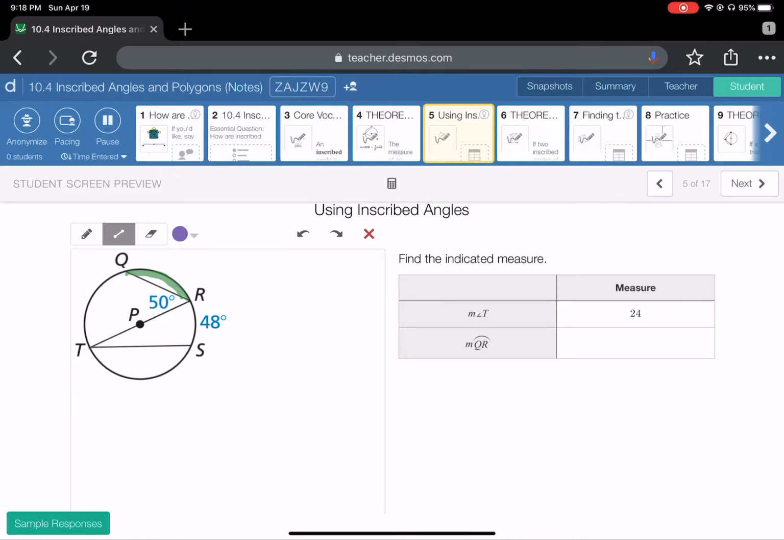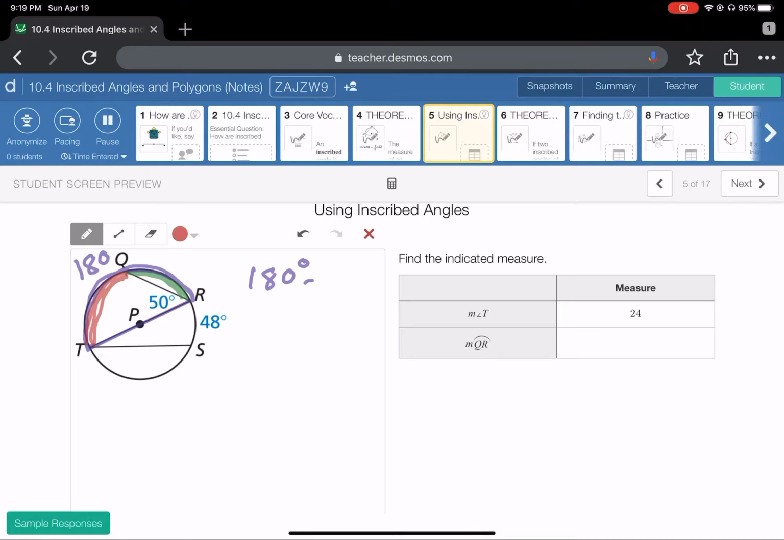So what I notice here is that TR is the diameter. And I know it's the diameter because it goes through the center of the circle. Because this is the diameter, I know that this arc TQR is a semicircle, which means that it's 180 degrees. So then to find that arc QR in green, I'm going to take this 180 and subtract this arc here, because then that would give me the remaining piece, QR, which is what I need.